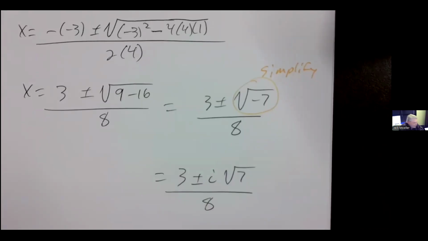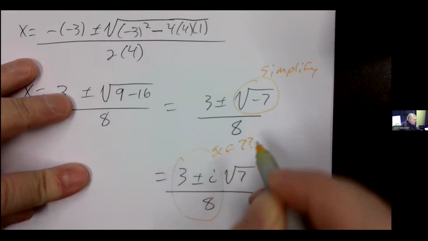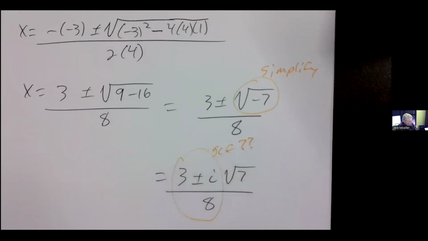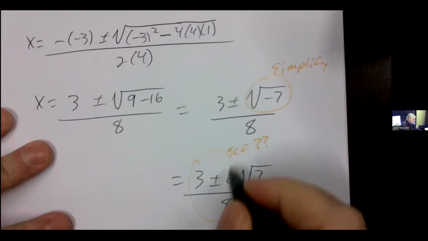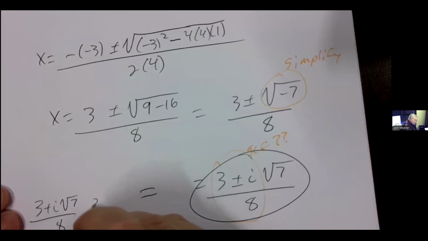And then are we done? Well, is there a GCF? There's nothing that goes into 3 and 1 and 8, so this is actually simplified. We can either have that as an answer, or in MATLAB, we have to do 3 plus i square root of 7 over 8, comma, 3 minus i square root of 7 over 8.